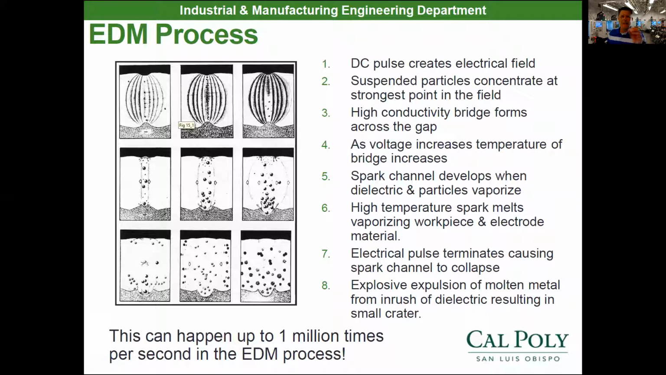So basically the dielectric fluid will rush in as the particle vaporizes. And that high temperature spark will end up melting the material. And then the dielectric fluid rushes in and kind of quenches it. So we have a lot of on, off, melting, cooling happening up to 1,000,000 times per second. We're moving material in a slow, controlled manner right there. Now that electrical pulse, once it terminates, again, the spark channel collapses and that dielectric is what actually quenches that material. So because we're going from hot to cold, we have that heat affected zone in here.